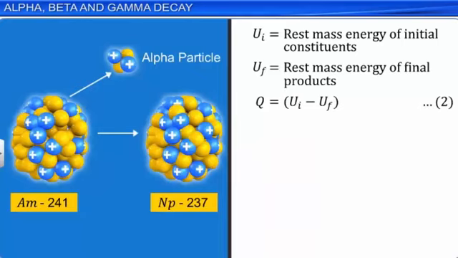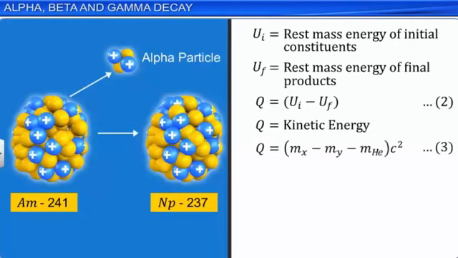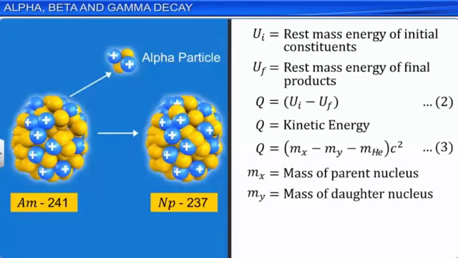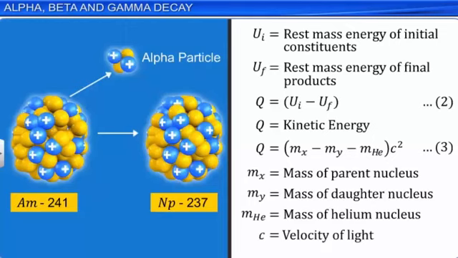Thus, the Q value of an alpha decay can be expressed as Q is equal to (mX minus mY minus mHe) times c squared. Here, mX is the mass of the parent nucleus, mY is the mass of the daughter nucleus, mHe is the mass of a helium nucleus, and c is the velocity of light. Let this be equation 3. Thus, the disintegration energy, Q, is shared by the daughter nucleus and the helium nucleus in the form of kinetic energy.